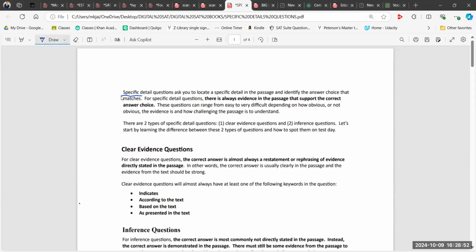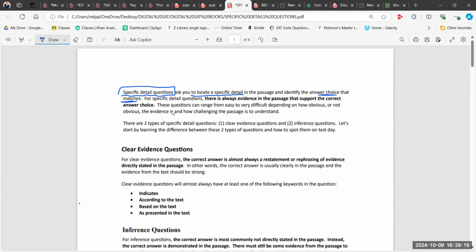Yes. Yeah, specific detail questions. What do they ask you to do? To locate a specific detail in the passage and identify the answer choice that matches it. So there is a specific detail. What is true about so and so? Why did so and so do X? Okay, so that's what we mean by specific detail questions.